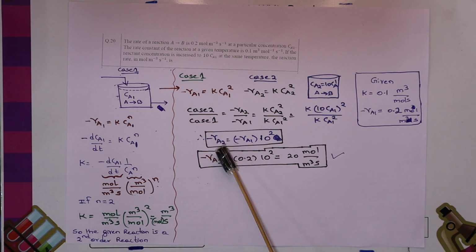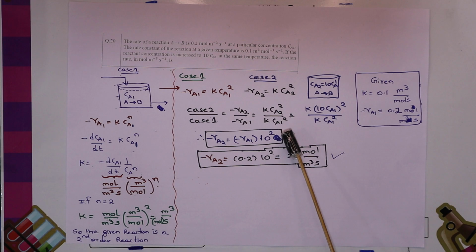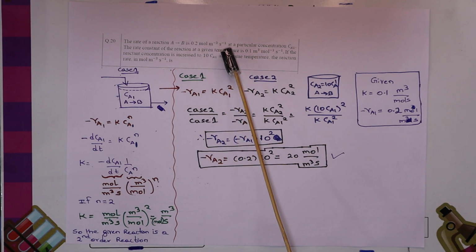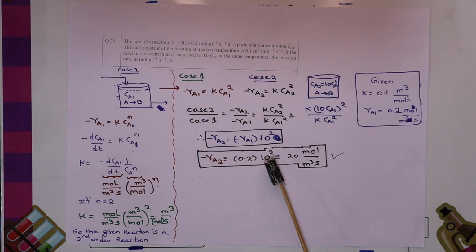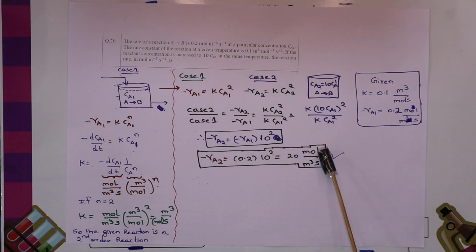So finally what is Ra2? If you take Ra1 to the right hand side, minus Ra2 is equal to minus Ra1 into 10 square. What is Ra1? The speed of the reaction for case 1 is given as 0.2 mole per meter cube per second. So multiply 10 square with 0.2, you get 20 mole per meter cube per second. So the answer is, the speed of the reaction for case 2 is 20 mole per meter cube per second.